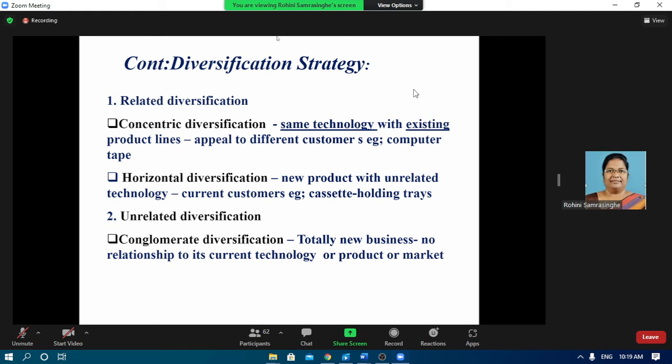If we move into unrelated diversification, especially linked with conglomerate diversification: Kotmale introduced oats with milk. Yes, very good example. Even I thought that Kotmale introduced oats with milk. That is also another diversification strategy relating to what? Maybe the horizontal. The technology is different.